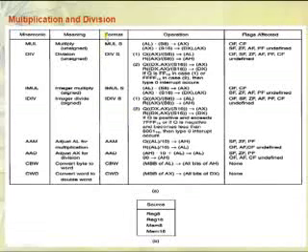Now we have multiplication and division instructions. MUL is an instruction which performs the multiplication operation, and the syntax is only MUL S. It performs multiplication between the source operand and the destination operand. Now what is the destination operand? The destination operand is the accumulator register. It performs multiplication between AL and the specified source.